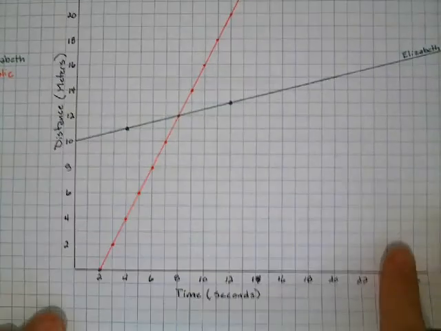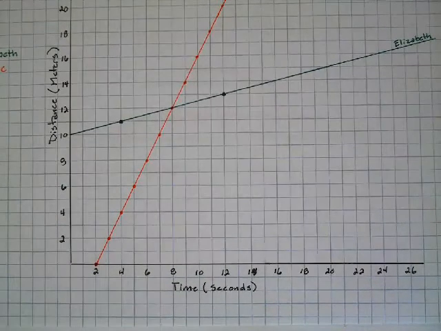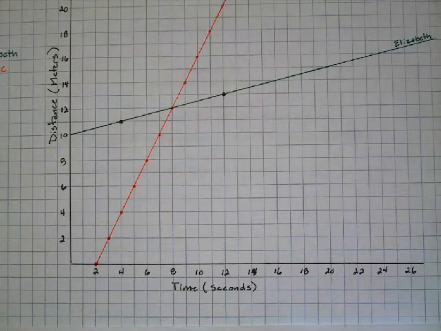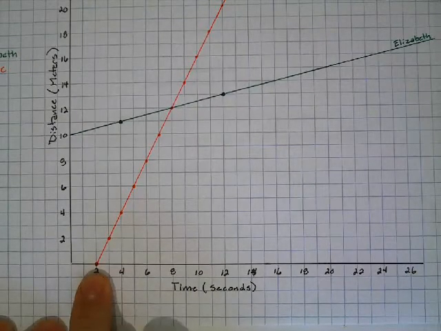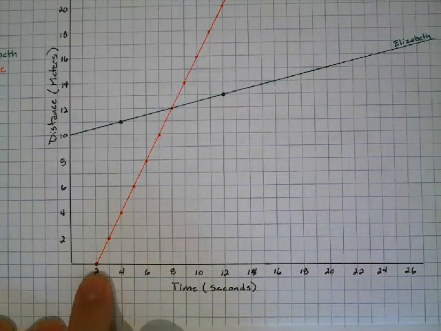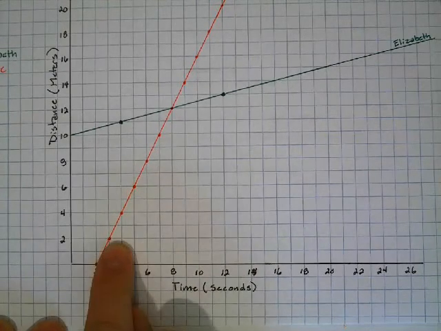Next one, a little bit tricky here. On this one, Leslie fell asleep or something happened to her. She didn't start until 2 seconds after the race. So what this tells me is on her graph, at 2 seconds, she should still be at 0. She should still be at the starting line. So that is the point 2, 0. 2 seconds, she's at the starting line, 0 distance. And then her rate was 2 meters for every second. So up 2 over 1, up 2 over 1.